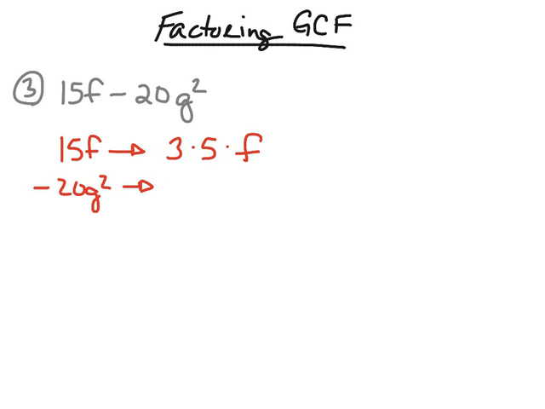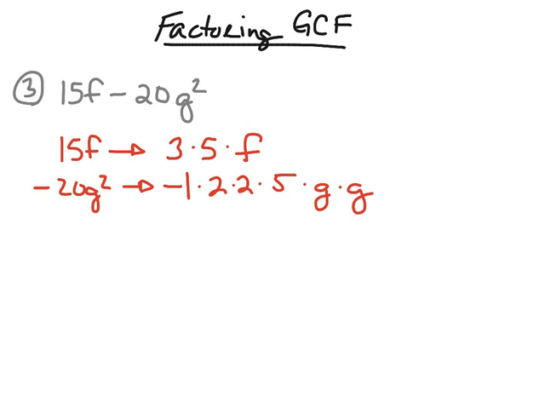Now I've got that negative 20g squared. And because it's a negative, I'm going to start with a negative 1. To get my 20, the prime factors of 20 would be 2 times 2 times 5. Because 2 times 2 would be 4. 4 times 5 would give me a 20. G squared would be g times g.